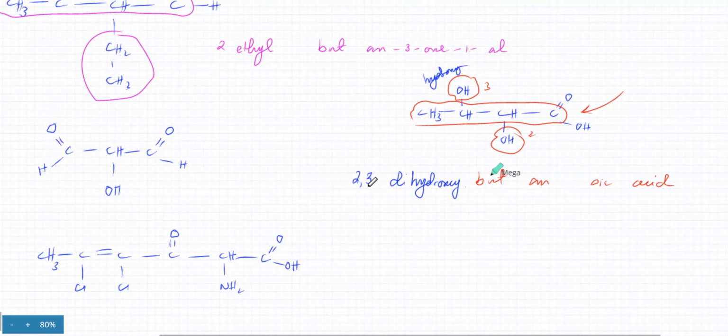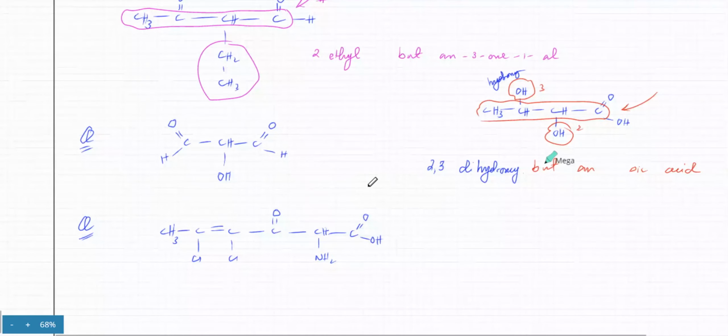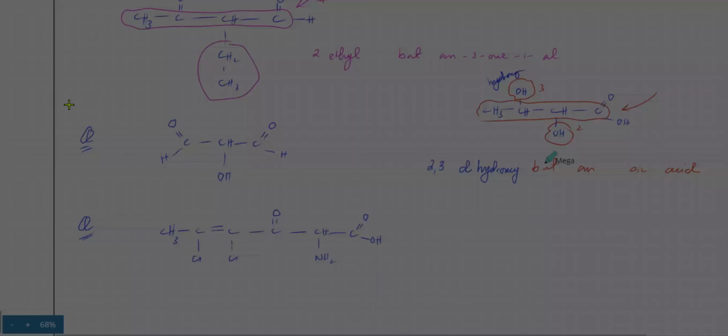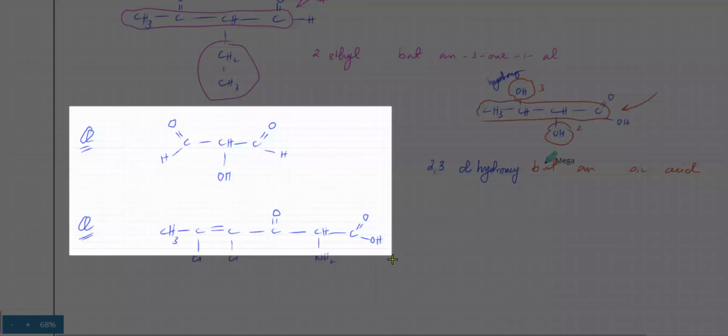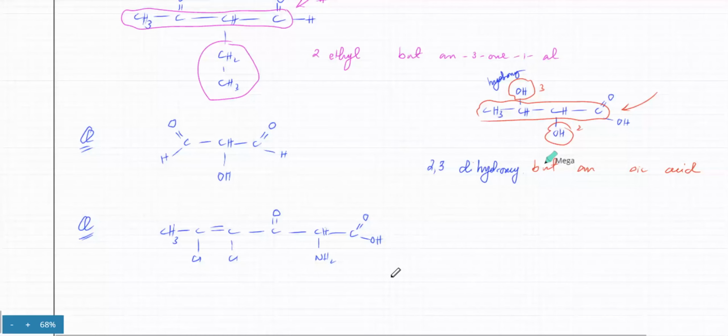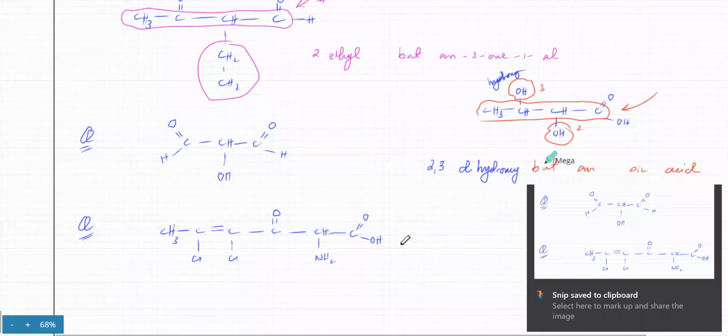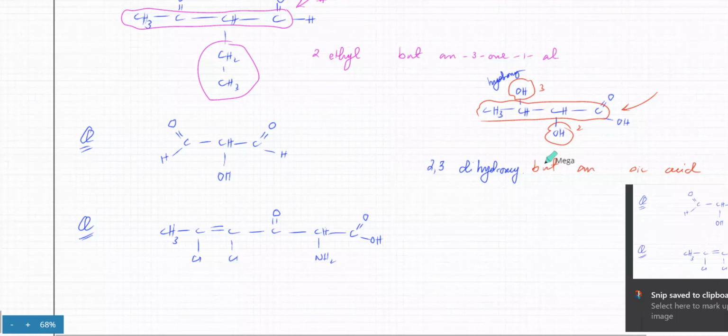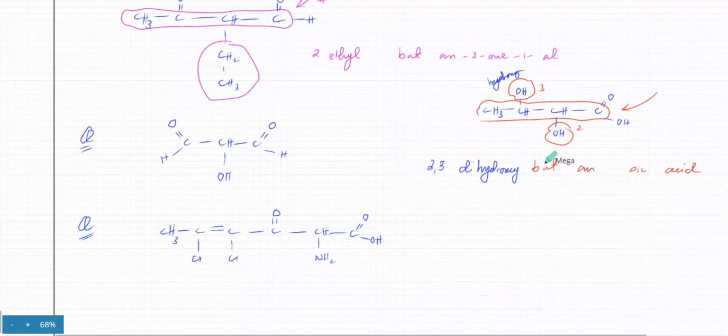Clear. Okay, fine. Try naming. I'm going to post this on the WhatsApp group as well. Try naming these two molecules. You're going to get very simple questions like these, the ones that I'm showing you on the screen. Any questions? You can ask, otherwise you can try working on the answers to these questions I'm posting on the group.